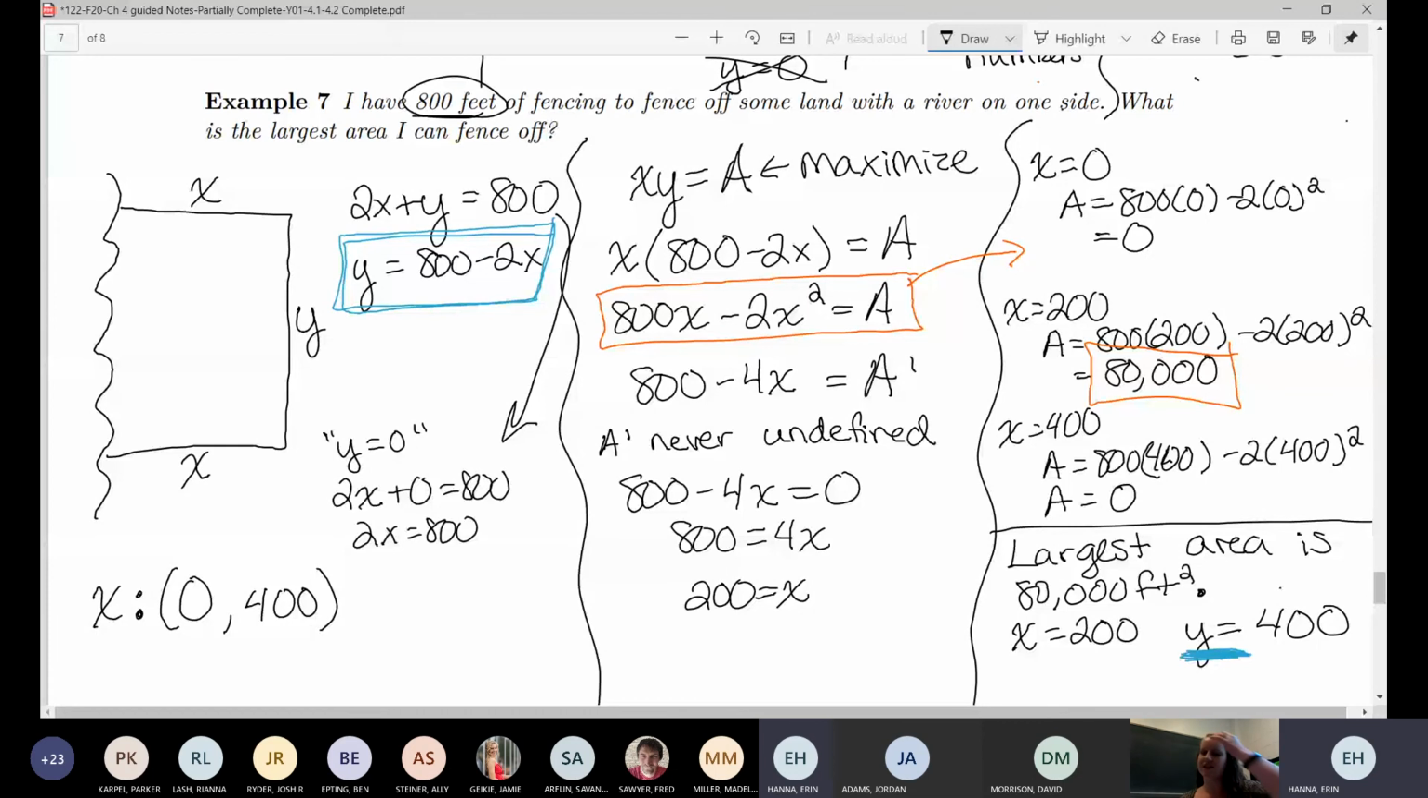So we didn't need the x and y value because they just asked for the largest area, but I usually like to list them just in case, especially on these examples. But that's where you need to go back to the original statement of the problem, figure out what they actually asked you for, and make sure that's what you're giving them.